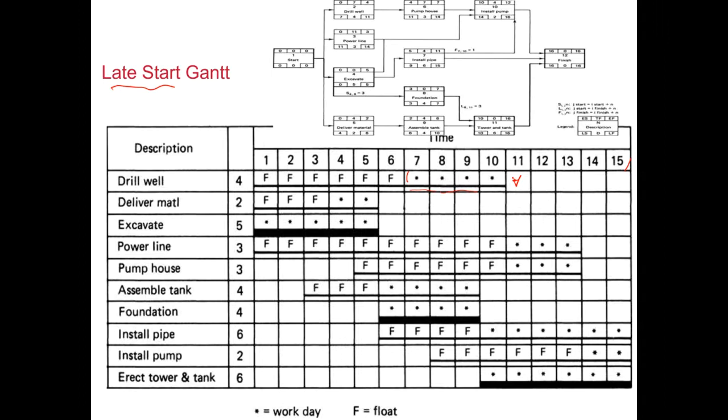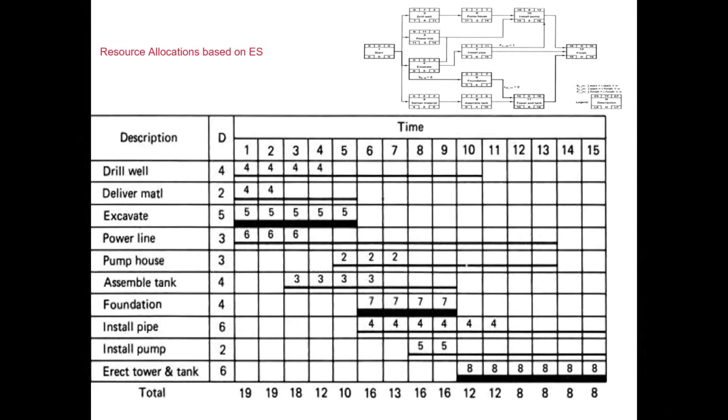Now, there was a bit of a resource element in this problem as well. Each activity in the problem description has certain resources attached to it, and in this case we assume the resources are workers. Drilling of well, it was given in the problem description, has 4 workers working through the entire duration of this activity. The delivery of material required 4 workers for the 2-day duration. The excavation required 5 workers. Right, so we use this information to produce what is called a resource loaded bar chart.